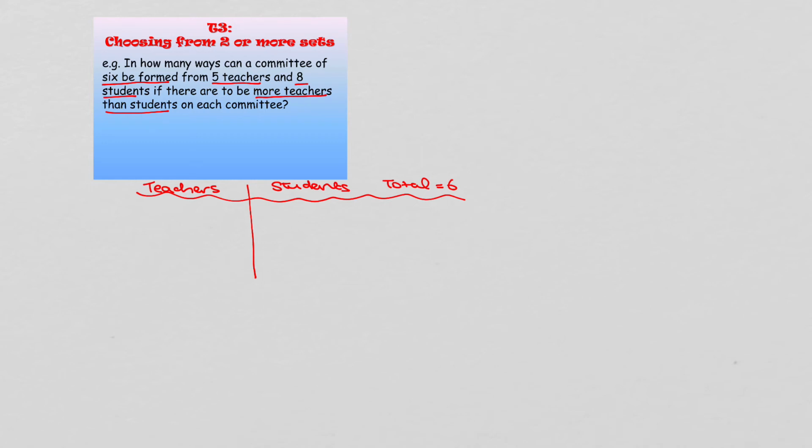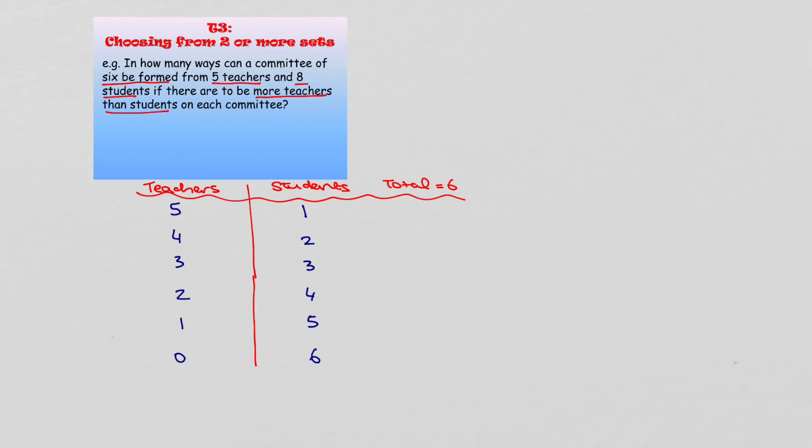Well, if we start with the maximum number of teachers, well, the maximum number of teachers that we can have is 5 because there are 5 teachers. And if we have to make a total of 6 on the committee, that means that we would have to have 1 student to make a total of 6. If I then had 4 teachers, I would have to have 2 students. If I had 3 teachers, I would have to have 3 students. If I had 2 teachers, I would have to have 4 students. And if I had 1 teacher, I would have to have 5 students. And if I had no teachers, I would have to have 6 students.